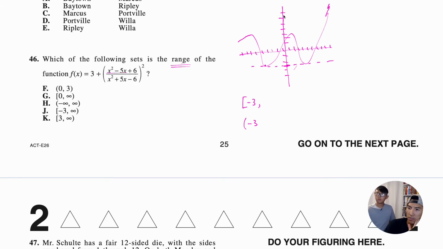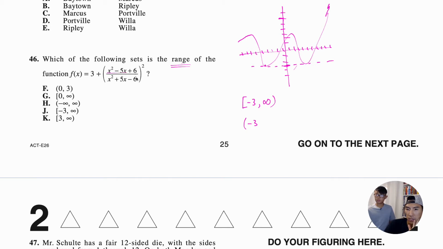And let's say that it just keeps going, as many y values as it wants. Then that would be infinity. It would go up to infinity, and infinity always has just a parenthesis on that side. So that would be the range for that graph. Okay, so that's what range is.